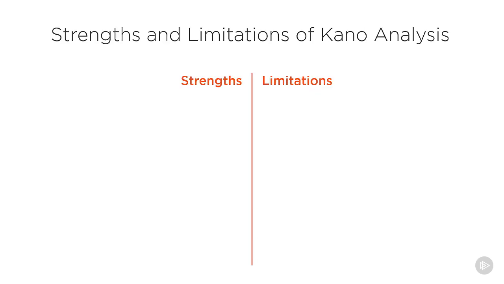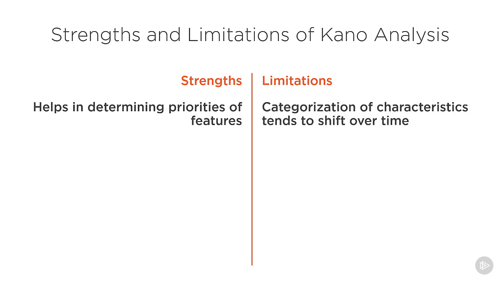As you can see, Kano analysis can help you determine priorities of features based on their desired position in the marketplace. But what you must be aware of is that the categorization of a particular characteristic tends to shift over time. So after you break a couple of escape rooms with your friends, you'll start to expect to have hidden doors and rooms during the game. So once an excitement characteristic becomes a performance characteristic.